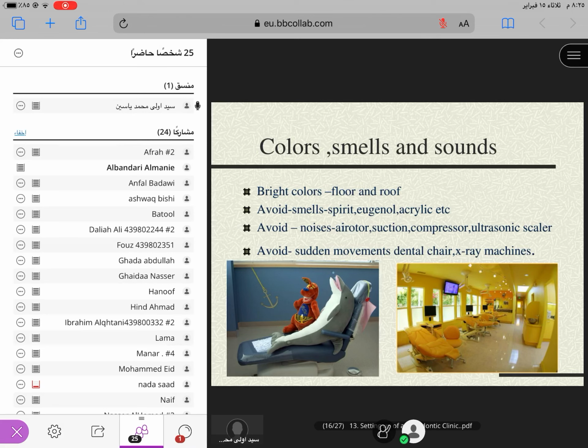The next is the color, smells, and sounds in the clinic. Generally, the colors on the walls of the dental clinic should be bright enough, okay? Because children generally imagine and accept bold, bright, fresh colors such as yellow, red, blue, green. They like these colors. They do not like colors such as gray, black, and white. This creates a psychological impact. So it should be pleasant, bright colors. This gives a positive impact for the child.